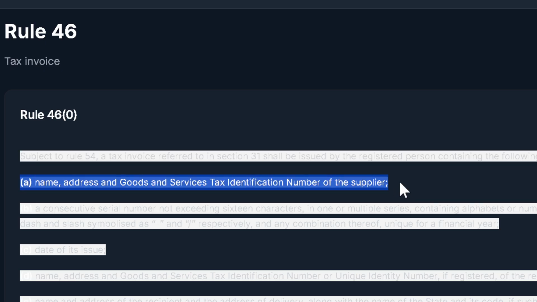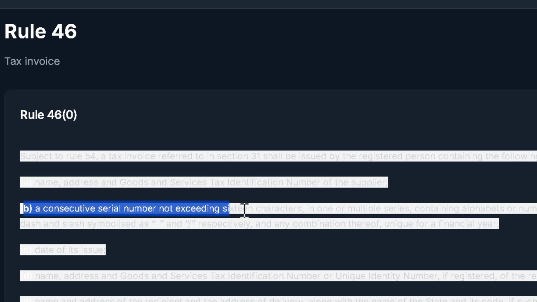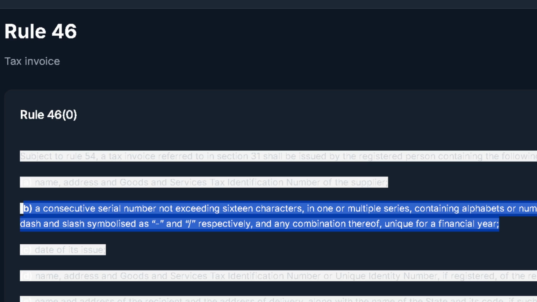A. Name, address, and goods and service tax identification number of the supplier. B. A consecutive serial number not exceeding 16 characters, in one or multiple series, containing alphabets or numerals or the special characters hyphen and slash, symbolized as - and / respectively, and any combination thereof, unique for the financial year.